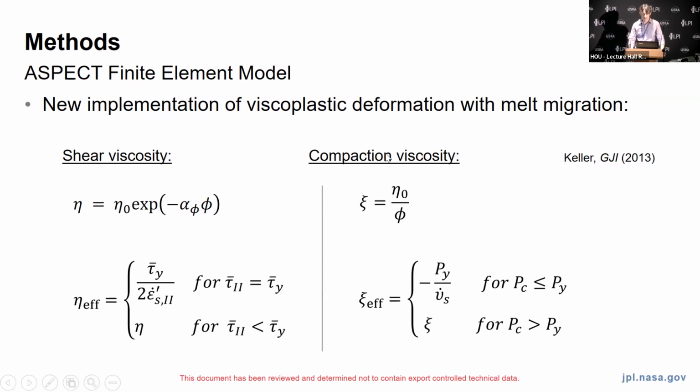Since we are dealing with melt, you have to think about things also volumetrically and in terms of pressures. So you have to actually calculate a second viscosity known as the compaction viscosity. And in that case, it's essentially very similar. When the pressure in the melt reaches a certain yield pressure, cracking occurs, and you go to a lower compaction viscosity.